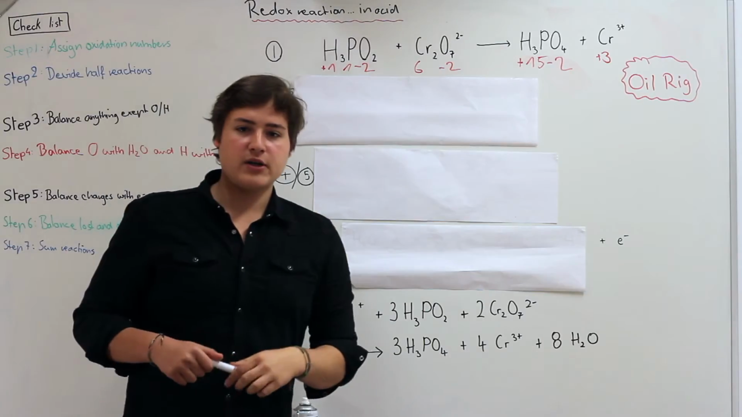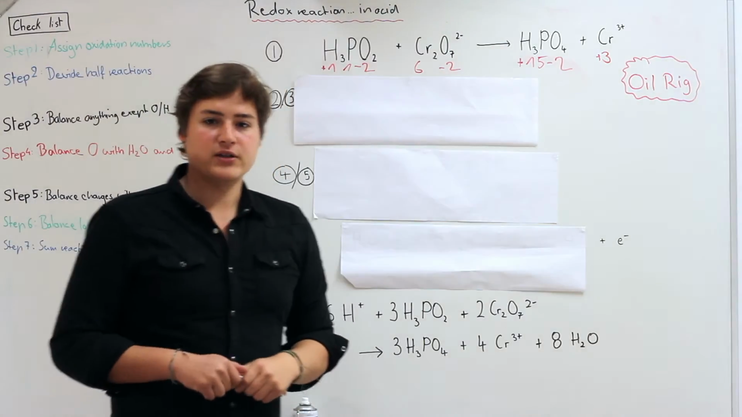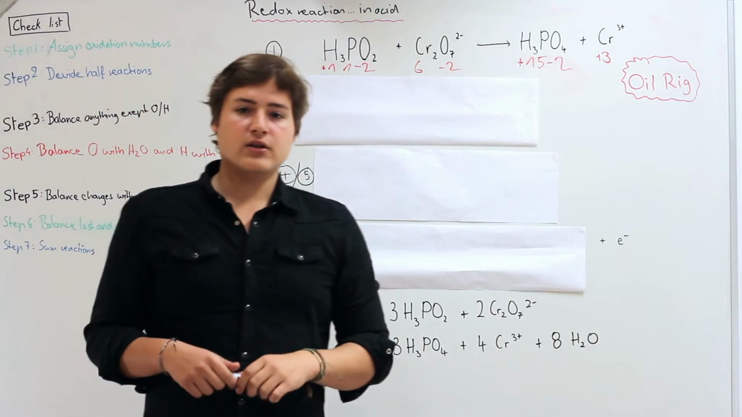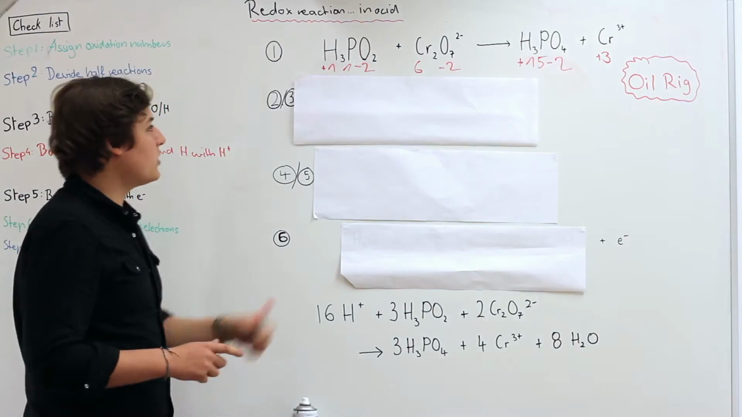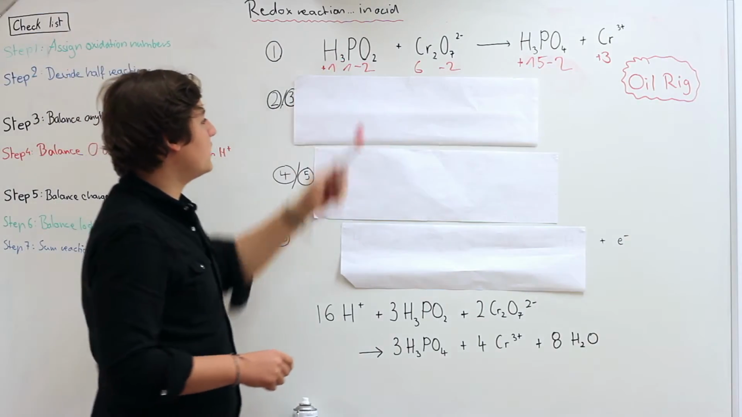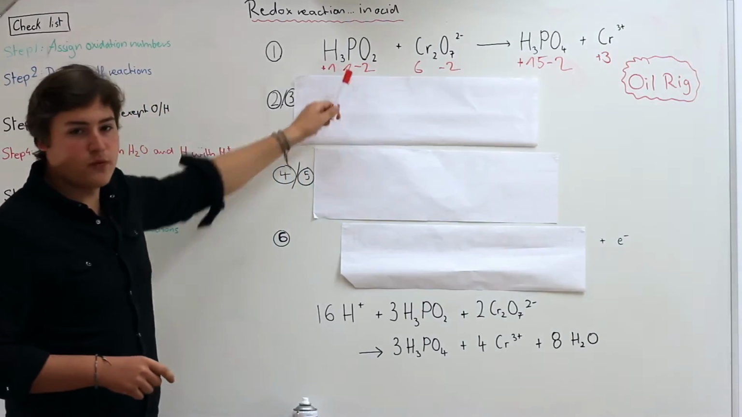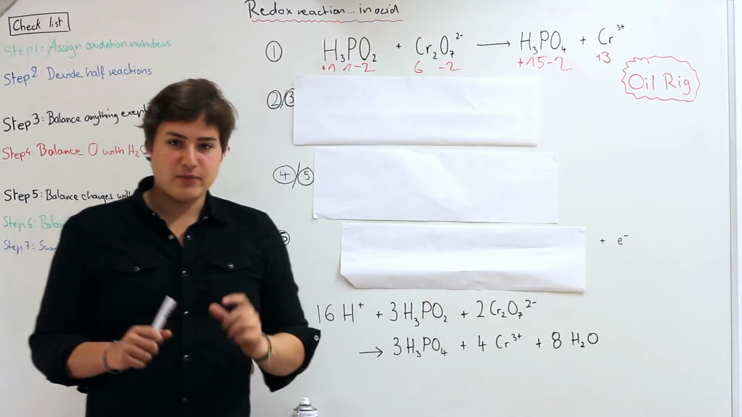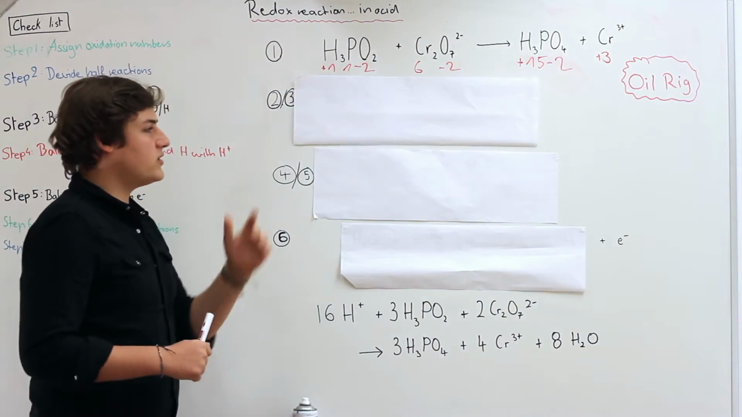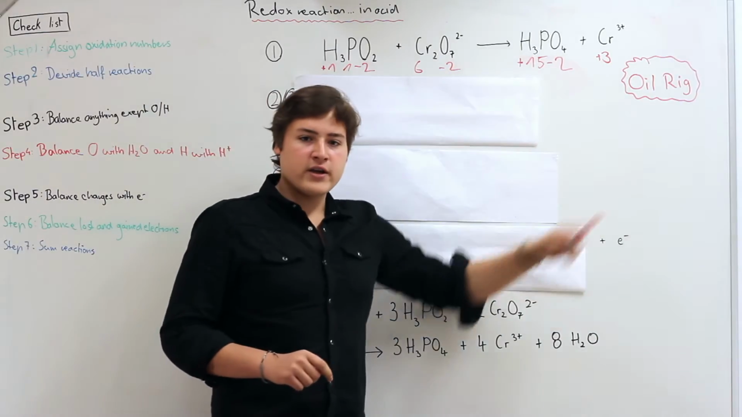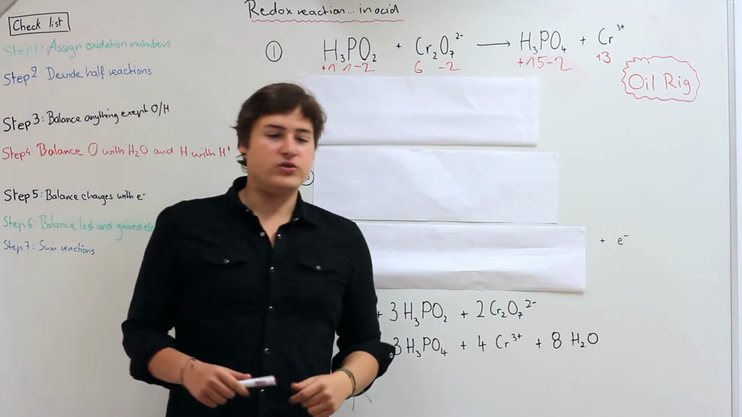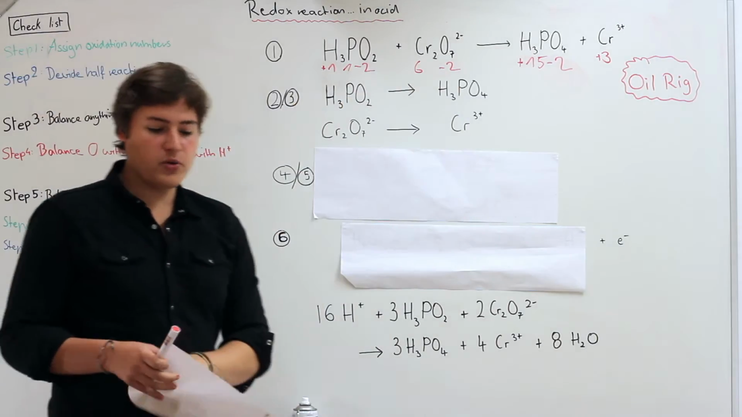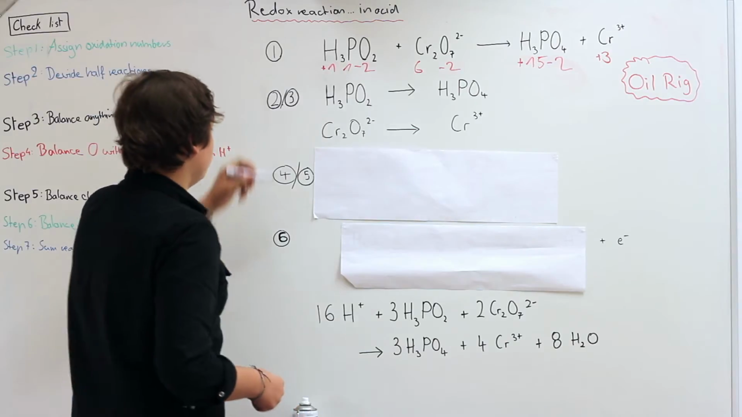Now, having the oxidation numbers, we can go to step 2 and divide the half reactions by oxidation and reduction. If you look at the first compound, the phosphorus starts with an oxidation number of +1 and ends with an oxidation number of +5, so it loses electrons. Remember the rule OIL RIG, oxidation is losing. So this is our oxidation reaction, and the chromium is our reduction reaction.